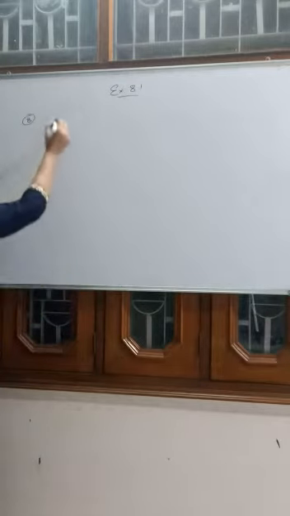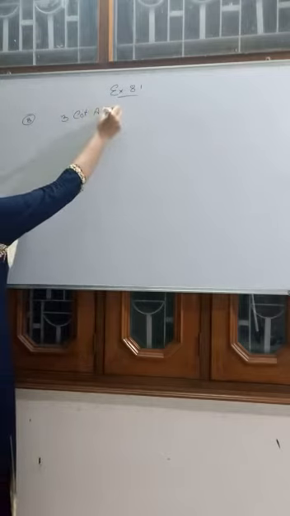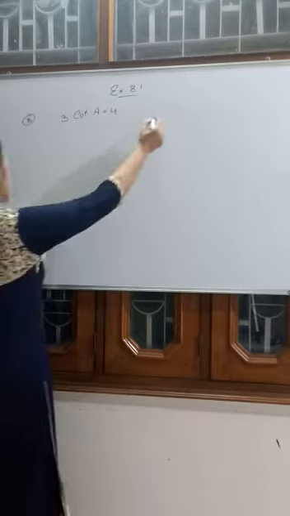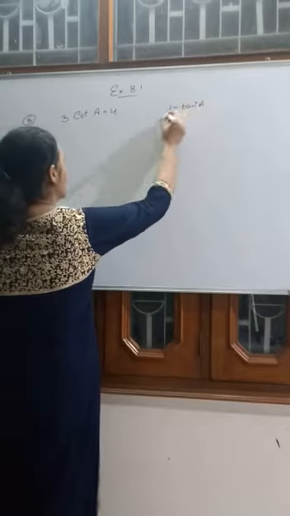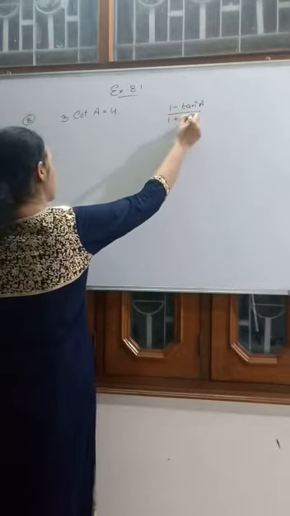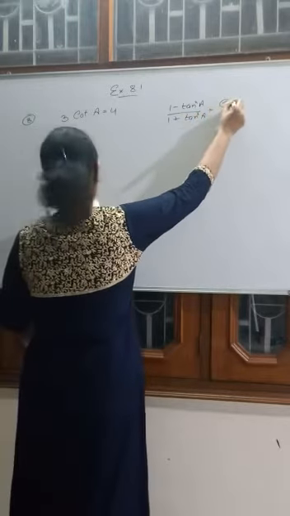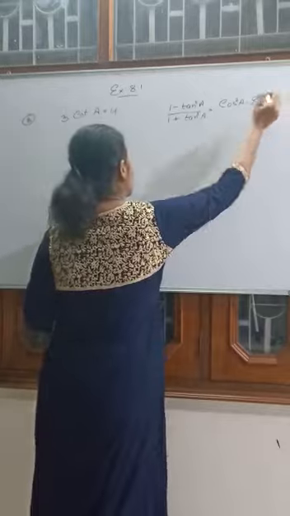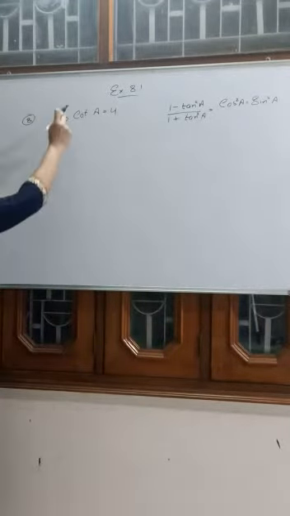3 cot A equals 4. That is given. We have to check whether (1 minus tan square A) upon (1 plus tan square A) equals cos square A minus sin square A.